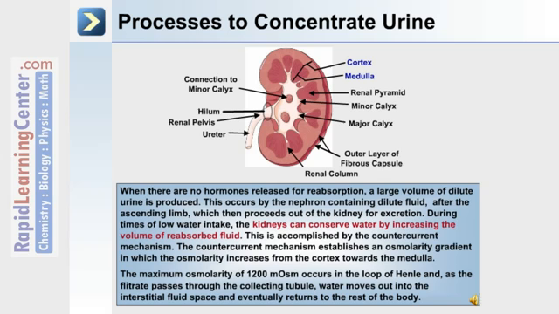During times of low water intake, the kidneys can conserve water by increasing the volume of reabsorbed fluid. This is accomplished by the countercurrent mechanism. The countercurrent mechanism establishes an osmolarity gradient in which the osmolarity increases from the cortex towards the medulla of the kidney. The maximum osmolarity is 1200 milliosmoles, and this occurs in the loop of Henle. Then, as the filtrate passes through the collecting tubule, water moves out of the tubule, into the interstitial fluid space, and eventually is returned to the rest of the body.